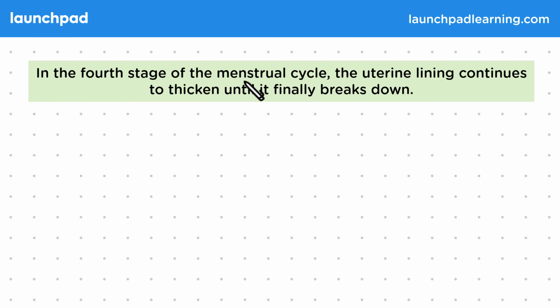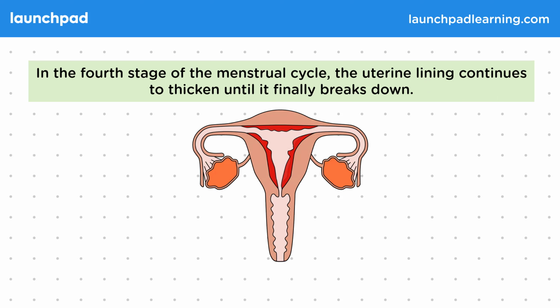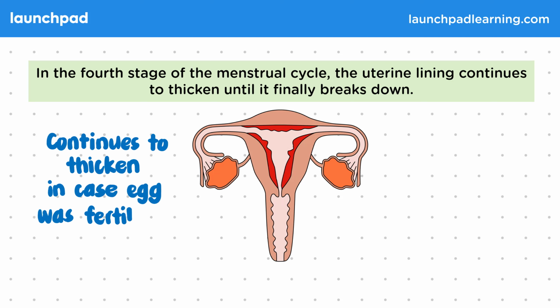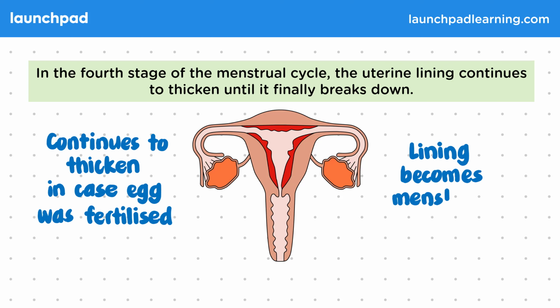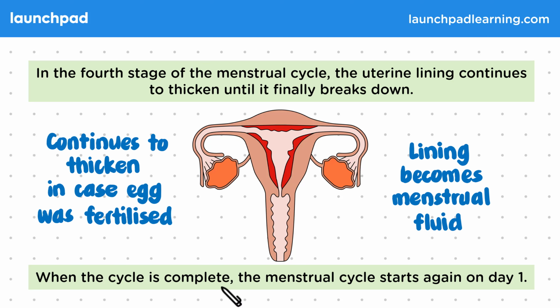In the fourth stage of the menstrual cycle, the uterine lining continues to thicken until it finally breaks down. So the lining continues to thicken, and this is in case the egg was fertilized in the previous stage and needs to implant inside the lining. Once the body detects that there is not a fertilized egg, then the uterine lining becomes menstrual fluid, ready to be released. When the cycle is complete, the menstrual cycle starts again on day 1. Remember that day 1 is at the beginning of the cycle when menstruation happens, or having the period.